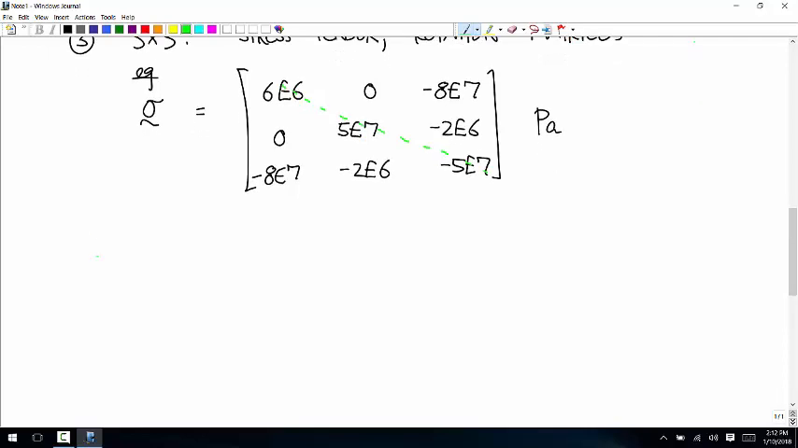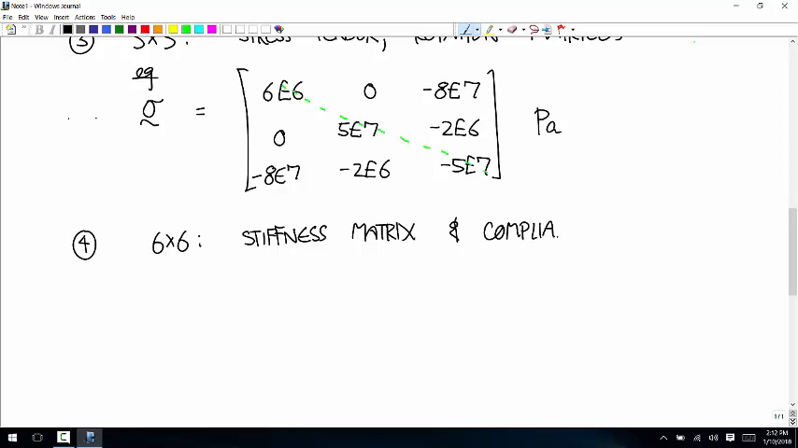And then the fourth type, the last type that we're going to see all the time, is 6 by 6. That's the stiffness matrix, and also the compliance matrix. I'm not going to do examples of those because it would just be me writing 36 values.